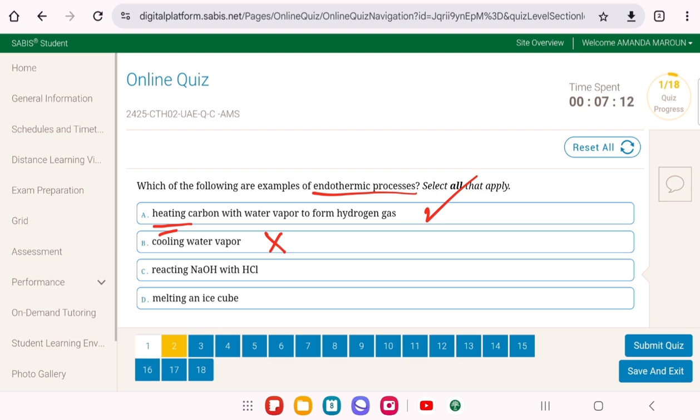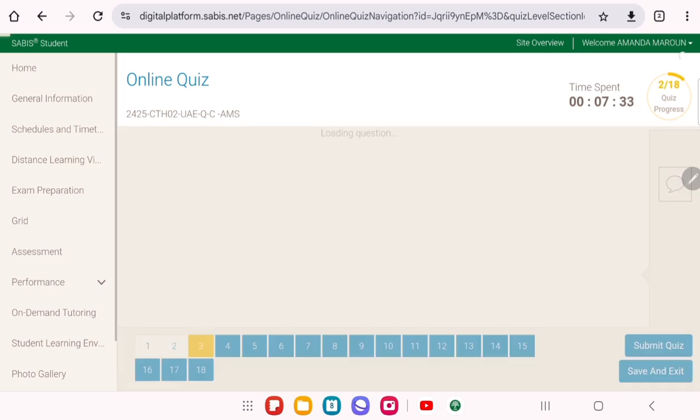Reacting NaOH with HCl, they didn't give us enough information. We don't know what happens when NaOH reacts with HCl, so definitely not. And finally, melting an ice cube. When you melt an ice cube, it will become a liquid, and the liquid has more heat, it moves more than an ice cube, so it is an endothermic process.